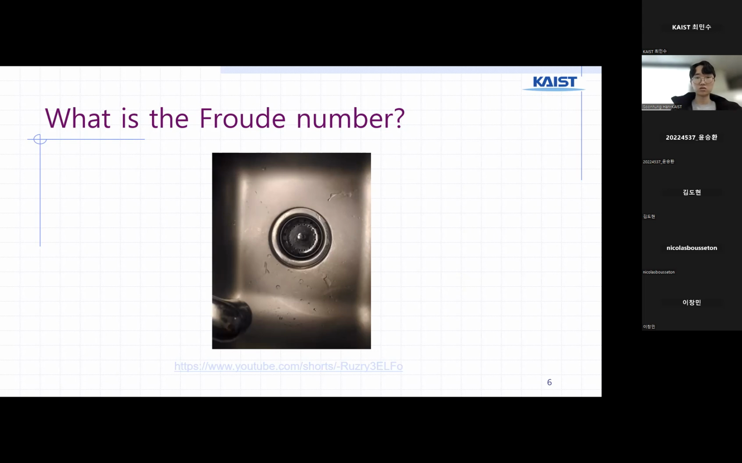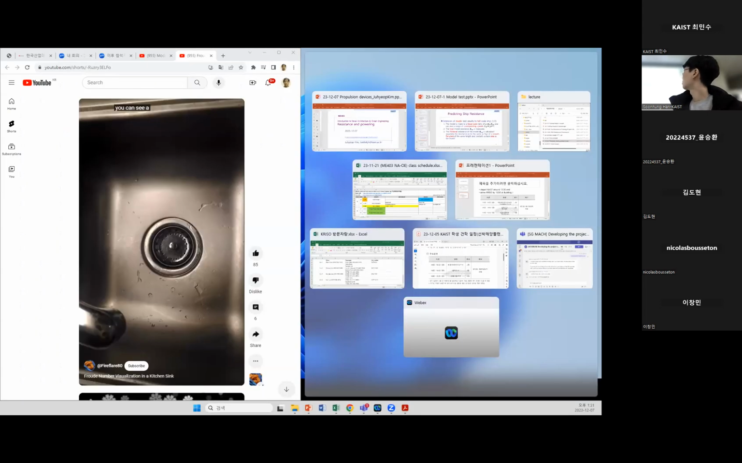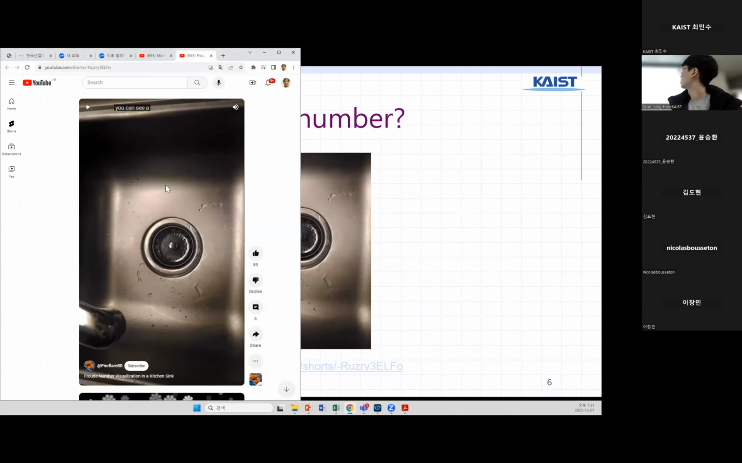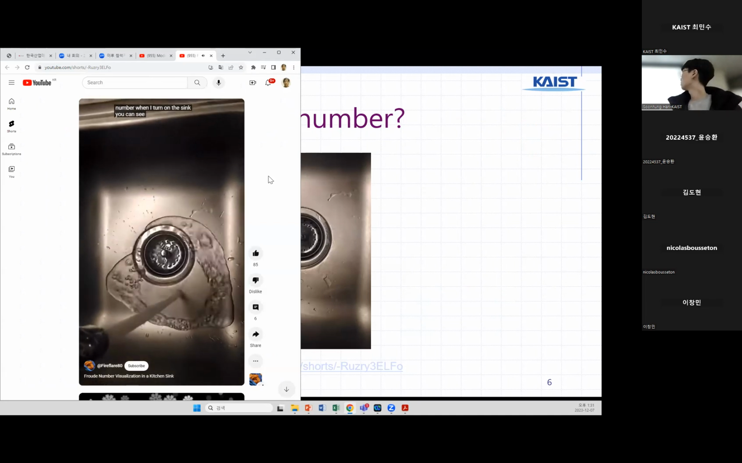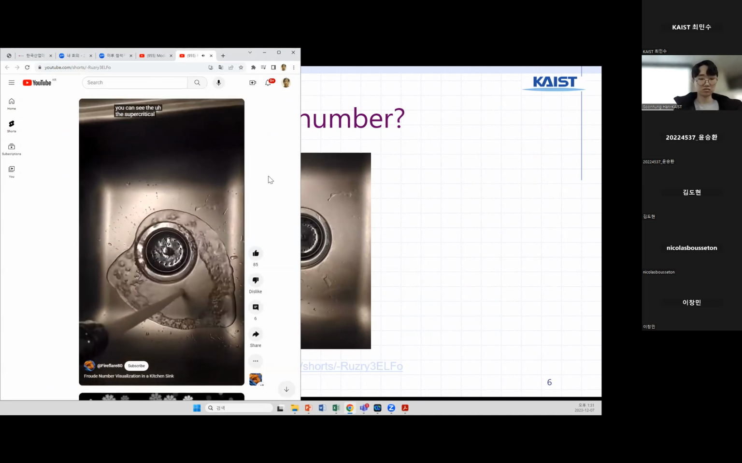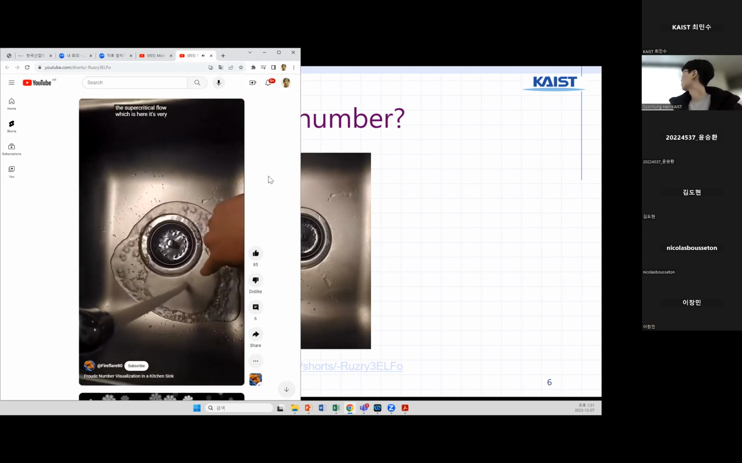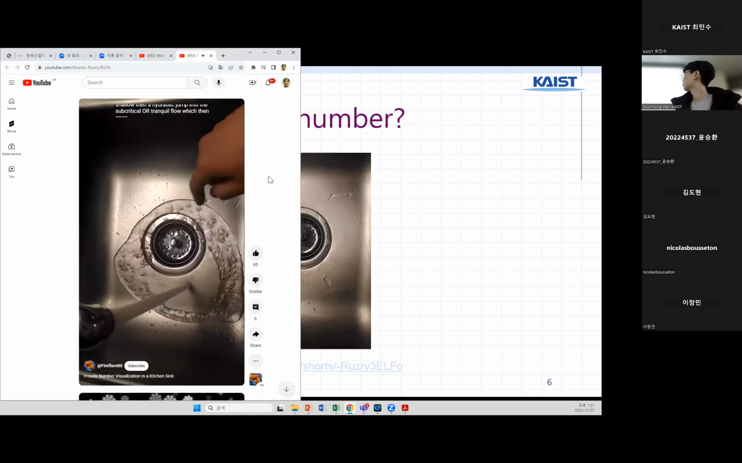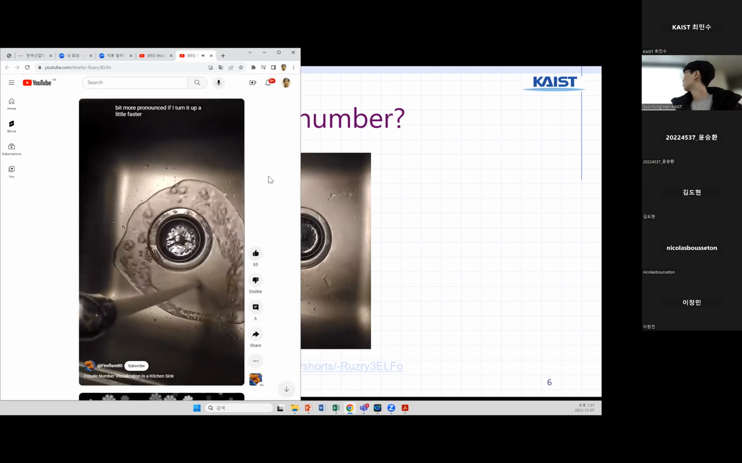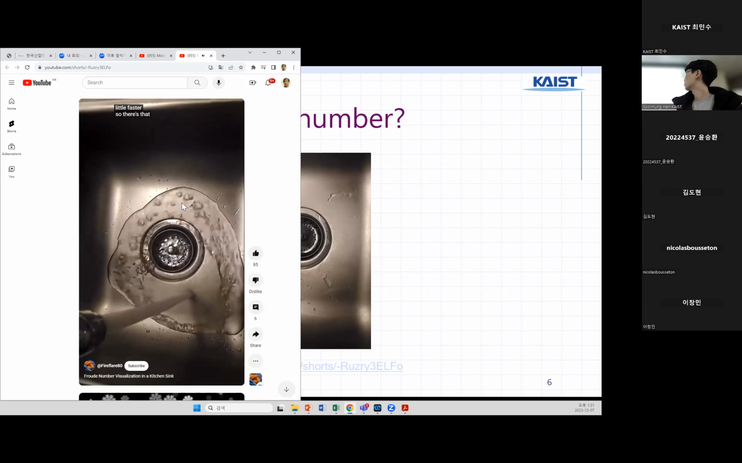You can see a demonstration of the Froude number. When I turn on this sink, you can see the supercritical flow, which is here. It's very fast, very shallow. Then a hydraulic jump into the subcritical or tranquil flow, which then goes down the drain. Might be a little bit more pronounced if I turn it up a little faster. So there's that.